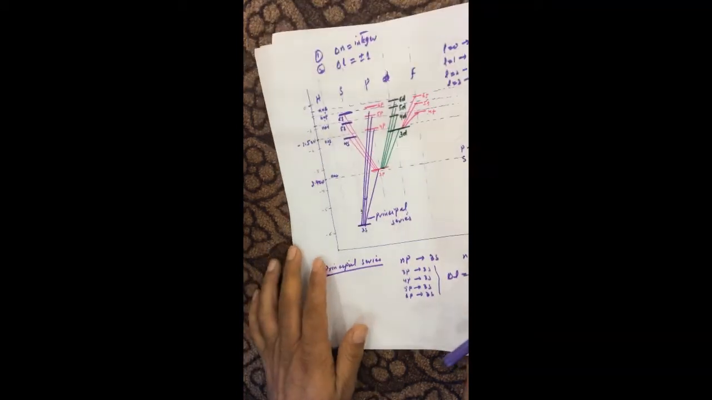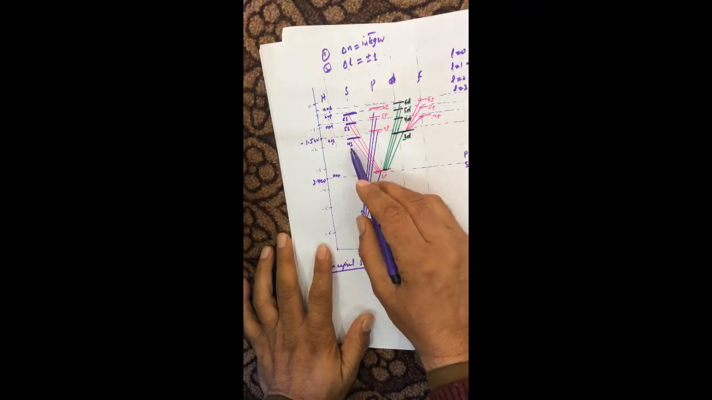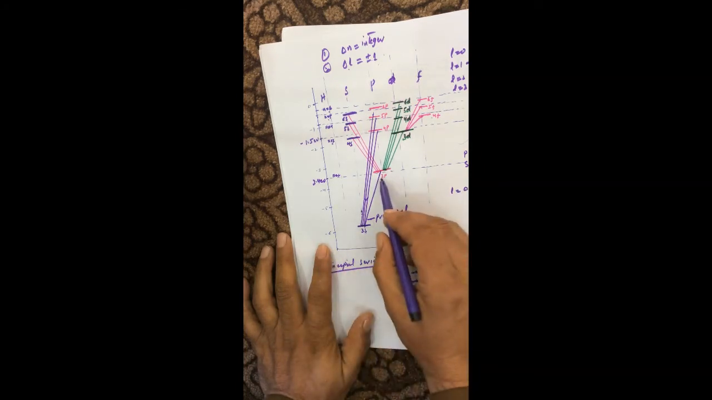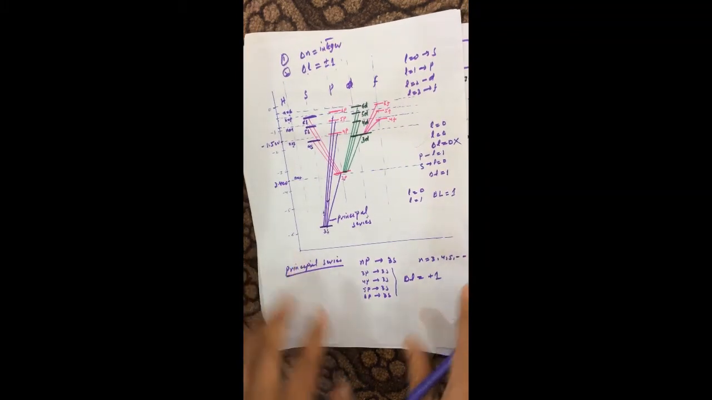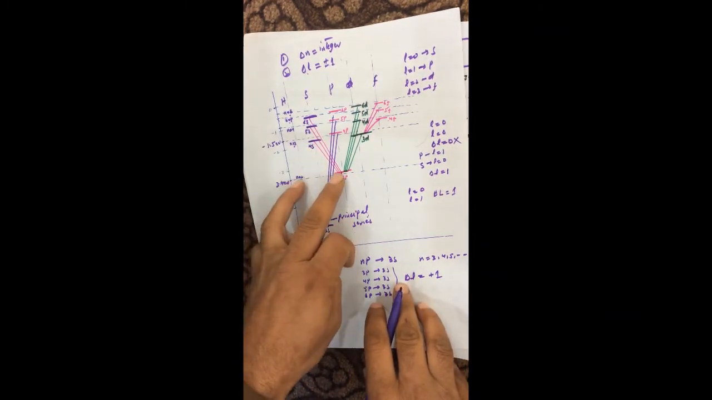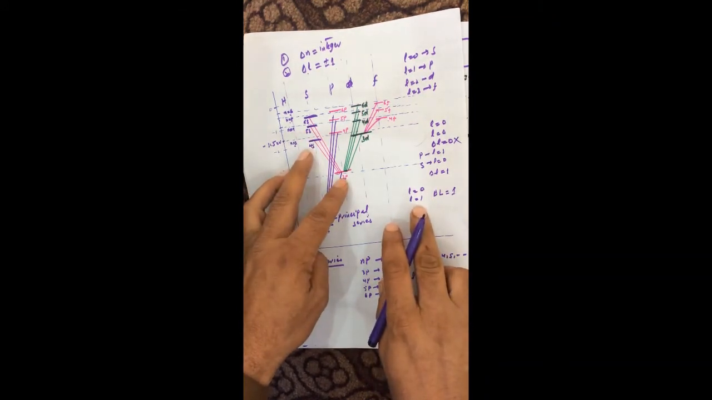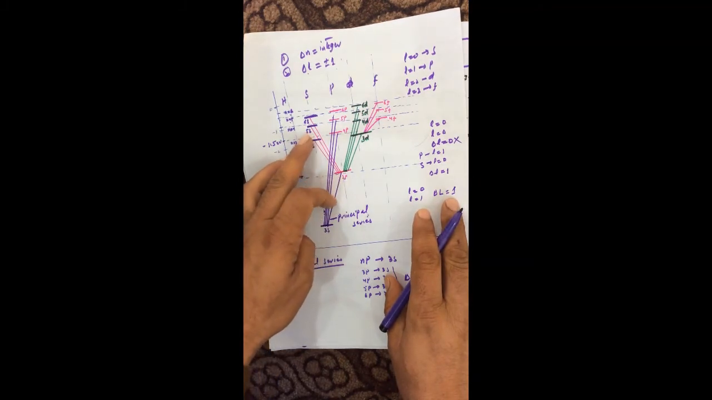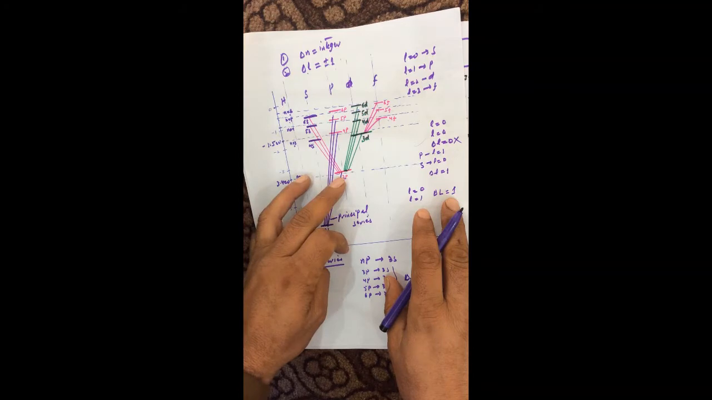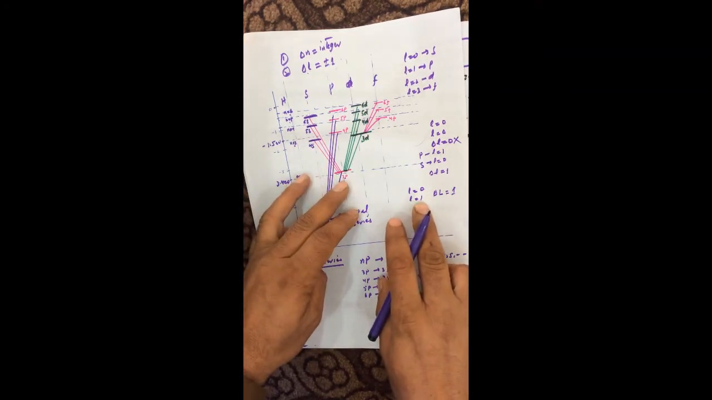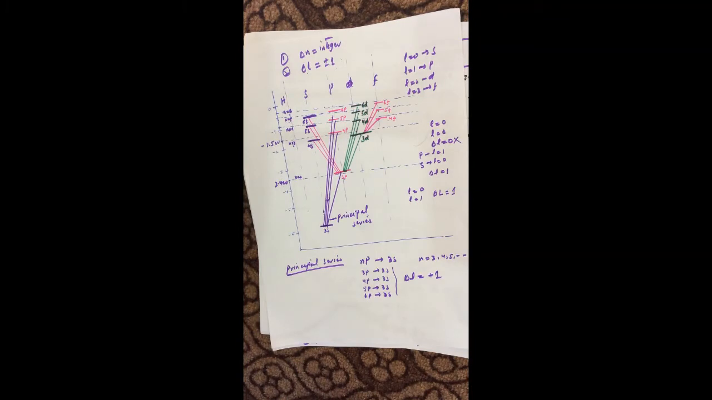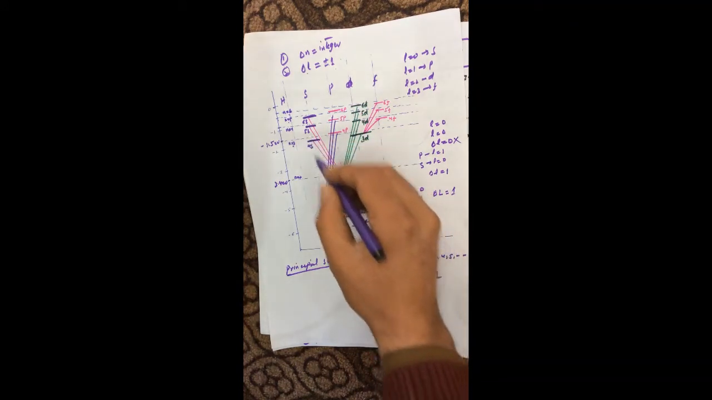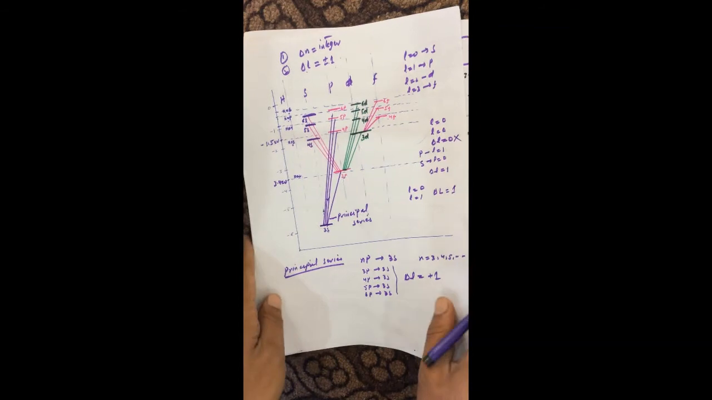Next we will see other transitions also. Now for 4s, the L value is 0, and for 3p the L value is 1. So delta L must be 1. It means this transition from 4s to 3p is allowed. Similarly for 5s, L value is 0, and for 3p L value is 1, delta L is equal to 1, so the transition from 5s to 3p is also allowed. Similarly for 6s, L value is 0, for 3p L value is 1, delta L is equal to 1, so this transition is also allowed. So from 4s to 3p, 5s to 3p, 6s to 3p, we get a series of lines, and this series is called the sharp series.